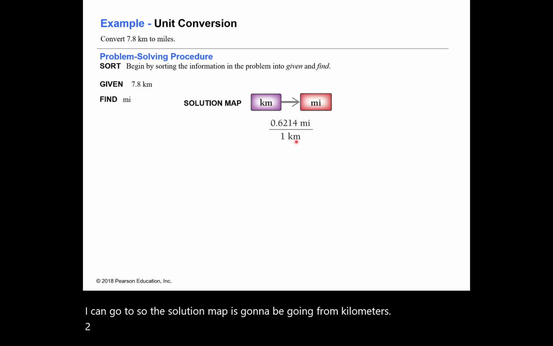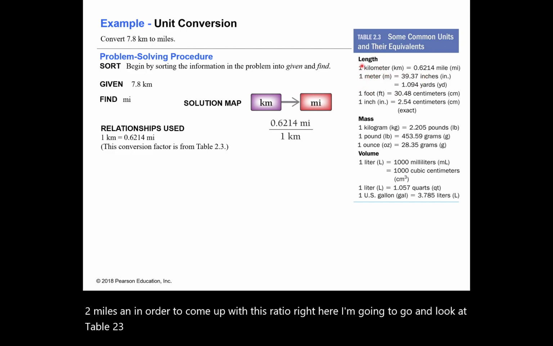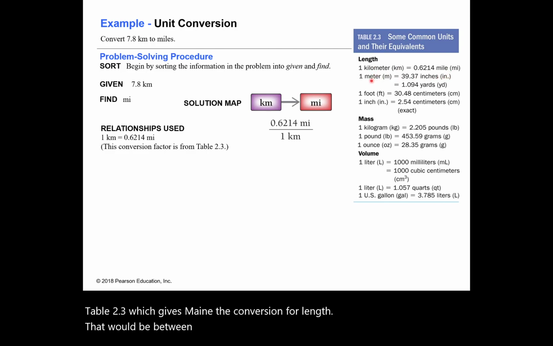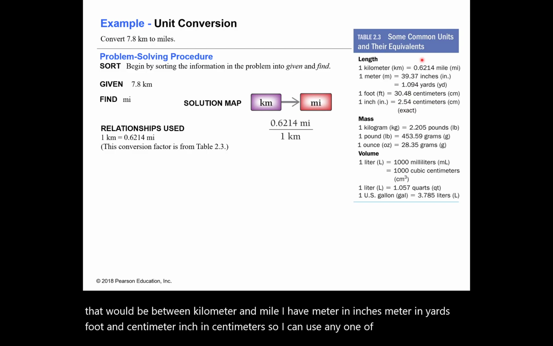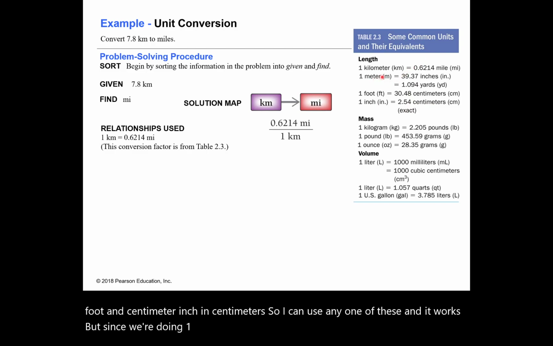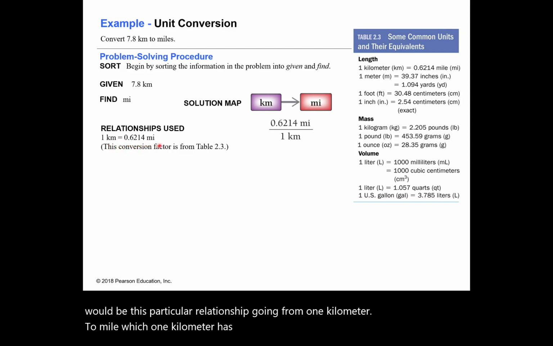And in order to come up with this ratio right here, I'm going to look at table 2.3, which gives me the conversion for length. That would be between kilometer and mile. I have meter and inches, meter and yards, foot and centimeter, inch and centimeter. So I can use any one of these and it works. But since we're doing one step right now, let's stick to a one-step conversion. And that would be this particular relationship, 1 kilometer has 0.6214 miles. So a kilometer is only 60% of a mile.